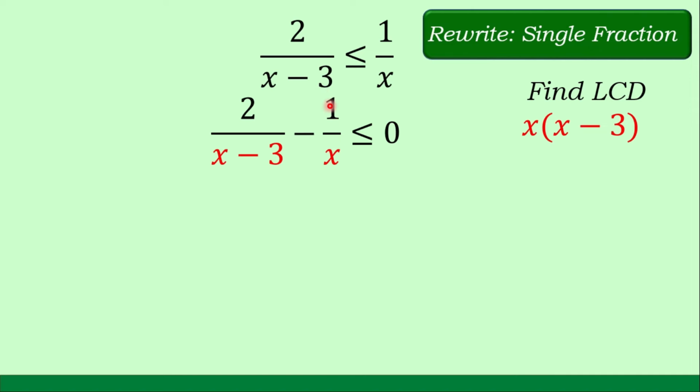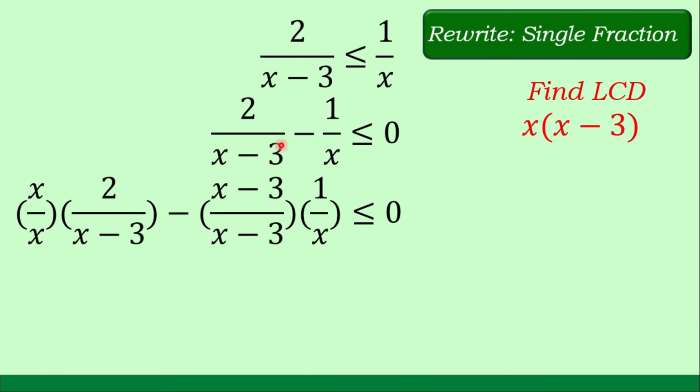Same procedure for the second rational expression. We are given here 1 over x. Since we already have x here, you'll multiply that one by x minus 3. So both the numerator and the denominator will be multiplied by x minus 3. So what I'm saying is, it looks like this.